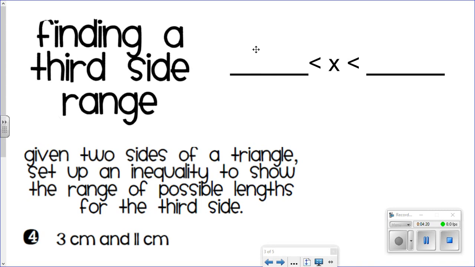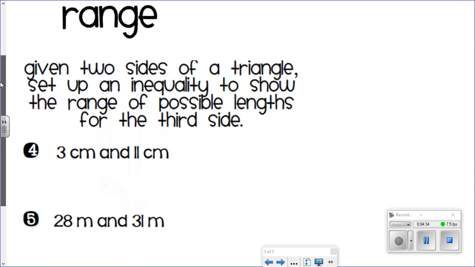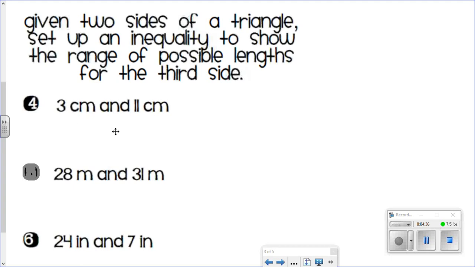The first number in the inequality is where we're going to subtract the two numbers given. Then we're going to have less than x less than, and then whatever the sum is if I add the two sides. So, for example, in example 4, you have 3 and 11. The first thing we're going to do is subtract 3 and 11. Make sure you always do the biggest number minus the smallest number because you want to keep the value positive. So we're going to do 11 minus 3.